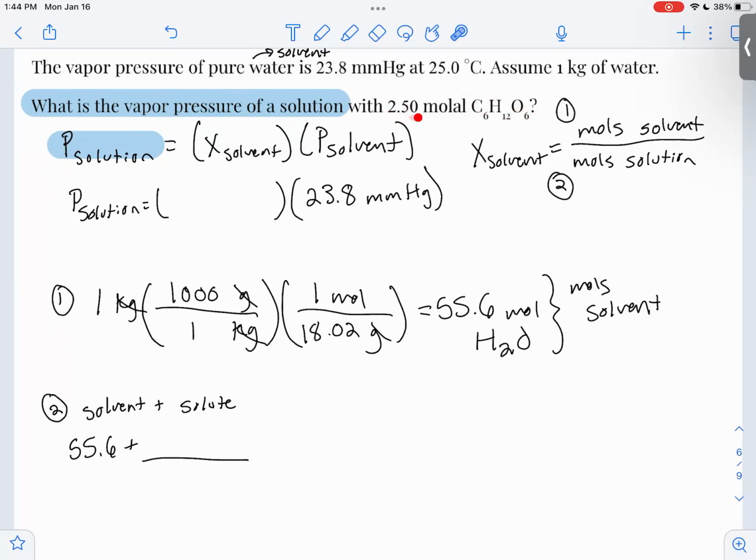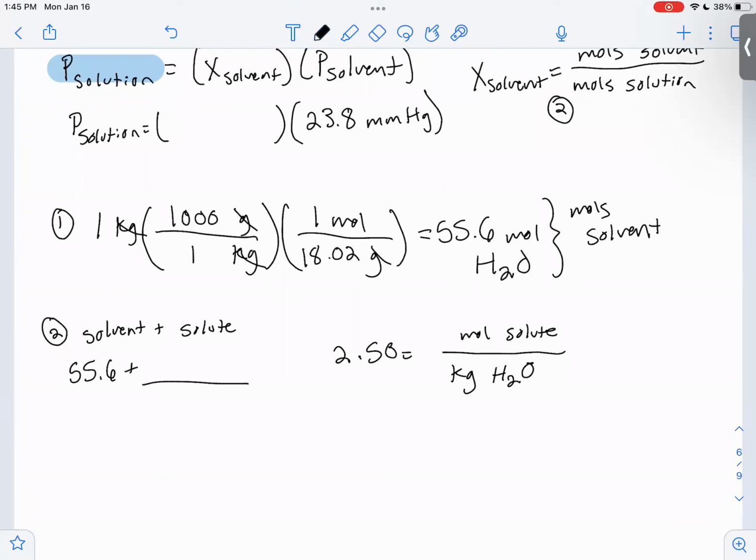We get 2.5 molal. What is molal? Well, that is the unit for molality. And if you remember, our molality equation is equivalent to the moles of our solute over the kilograms of the solvent, which in this case is water. So that actually makes this problem pretty nice. And what we're going to do is solve for our moles of our solute.